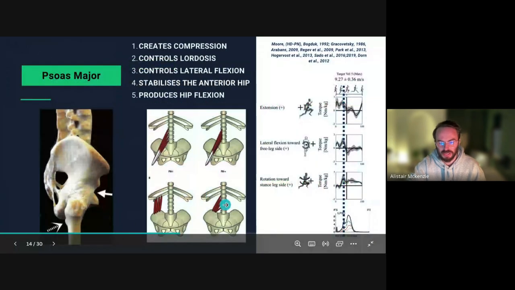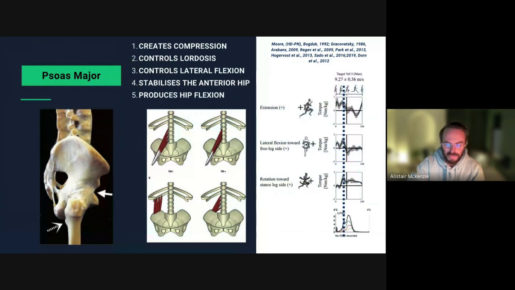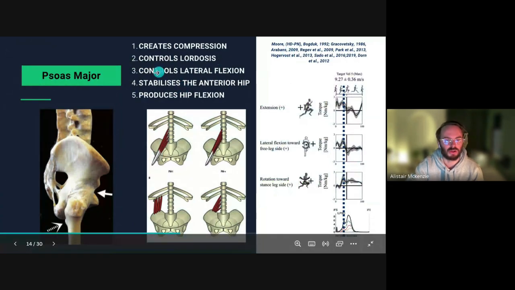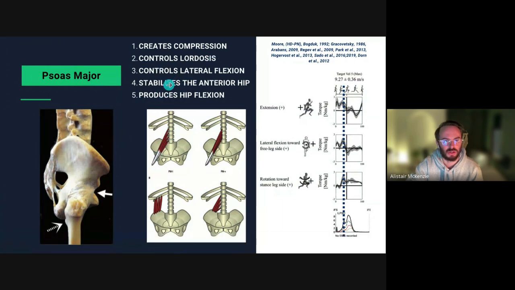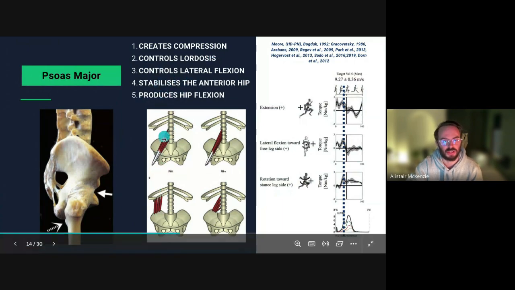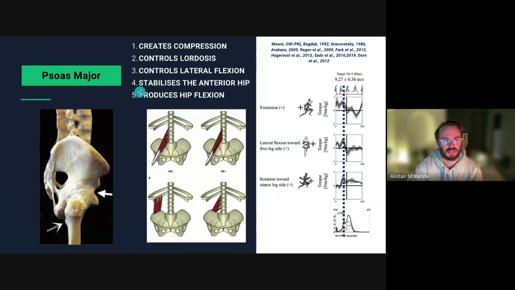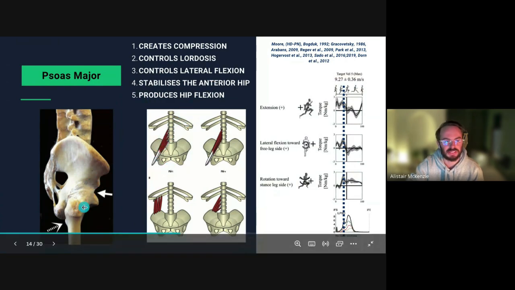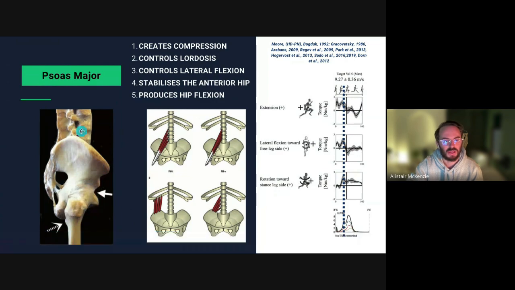Now, the psoas major is a bit of a debate around its control, or influence on the spine. But if we look here, we just followed that it creates compression, it creates lordosis, and controls lateral flexion to the contralateral side. So if you're laterally flexing this way, you know it's going to get tight. We know that it stabilizes the anterior hip and attaches down here. So as it comes up and around the anterior hip, it creates a fulcrum, but then pins it to here.